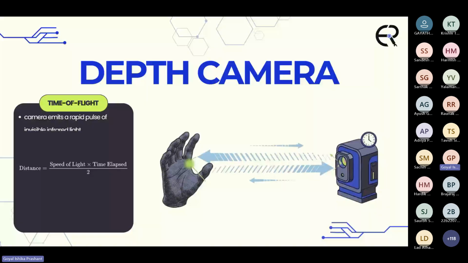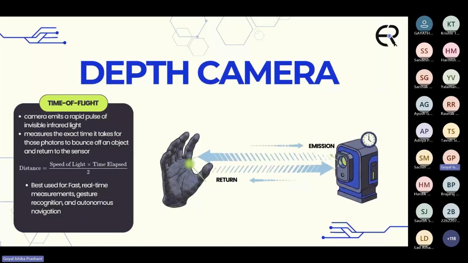Okay, let's look at depth cameras. The first kind of technology that depth cameras use is time of flight. This is where the camera will emit a pulse of infrared light. This light falls onto the object and gets reflected back. Since we know that the speed of light is constant, it can be used to determine the distance of the object by multiplying it with the time and dividing by 2 because the light had to travel both ways.